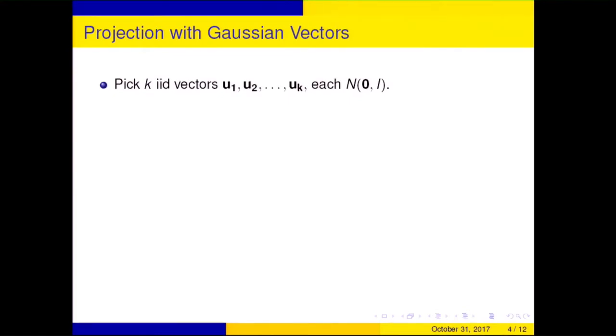We pick k vectors. Remember, k is the number of rows of P. I'm going to pick k vectors u1 through uk. I'm going to make each of them spherical Gaussian, mean 0, variance covariance matrix identity.